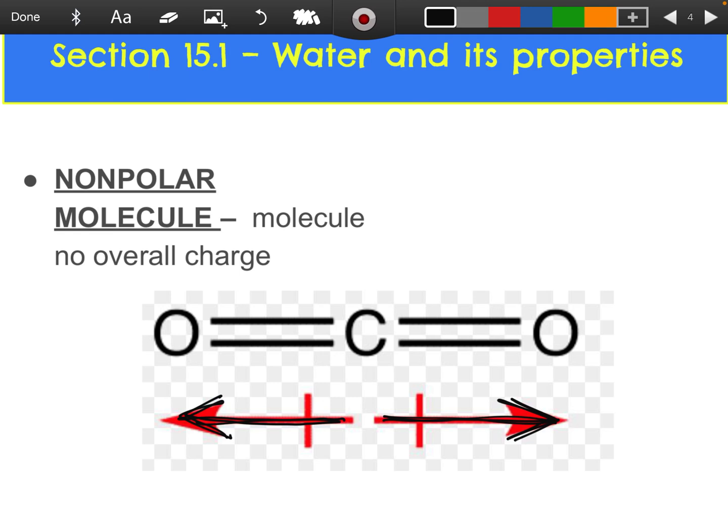If you're playing tug of war with someone exactly the same size and strength as you, the rope is not going to go anywhere. Because the rope is not going to go anywhere, there's no overall charge. Those pulls from the oxygen atoms will cancel each other out, and so this would be nonpolar overall.